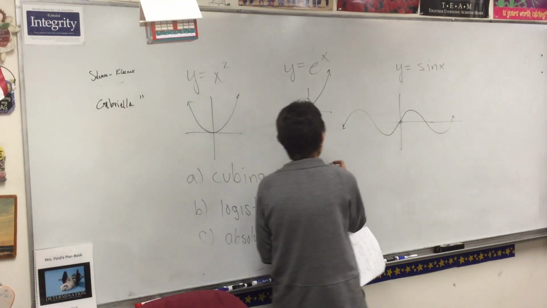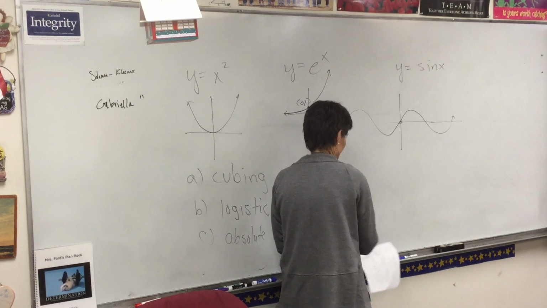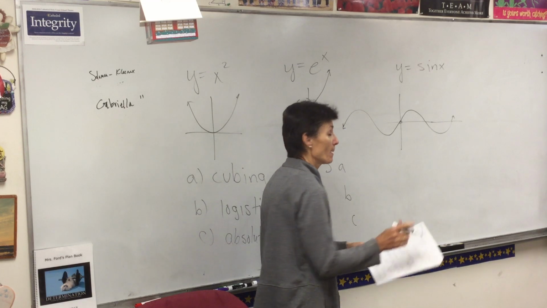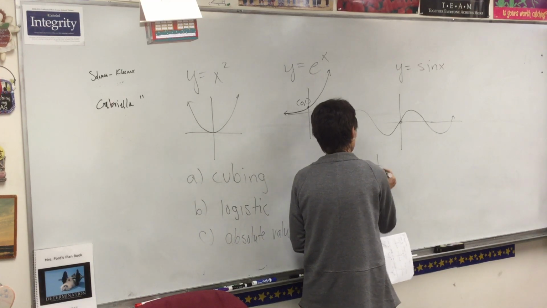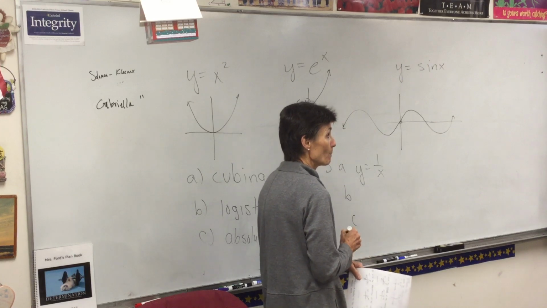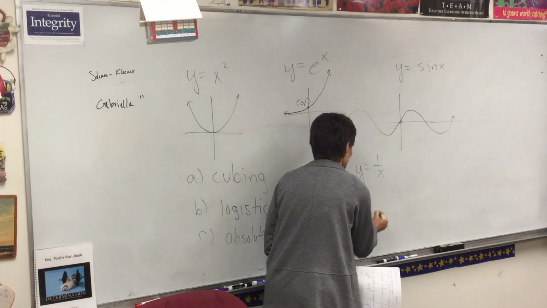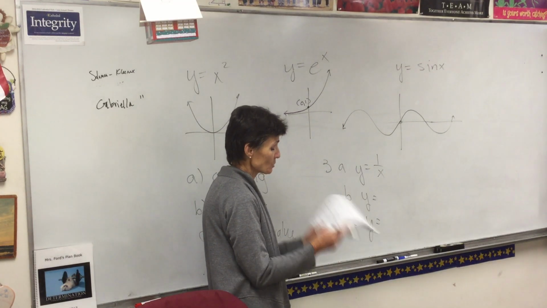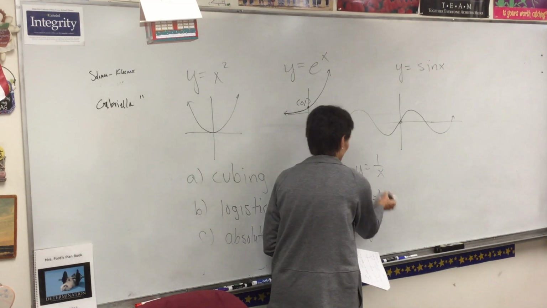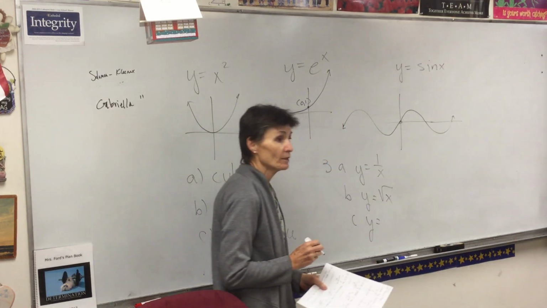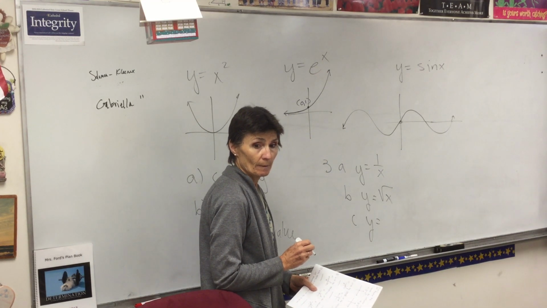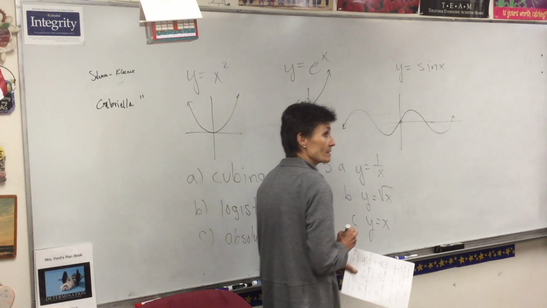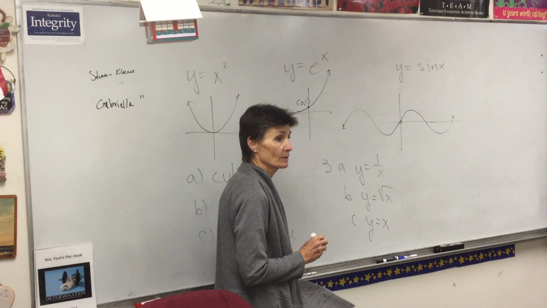Now we're going to write the equations. So what is the equation for A? Y equals 1 over x. Very good. That's your reciprocal. Remember, for the ones that are equations, we're making sure we have equations. So it's y equals. What's the next one? Y equals square root of x. That's your square root function. The next one's y equals x. And the last one is easy. Y equals x. That's your identity.